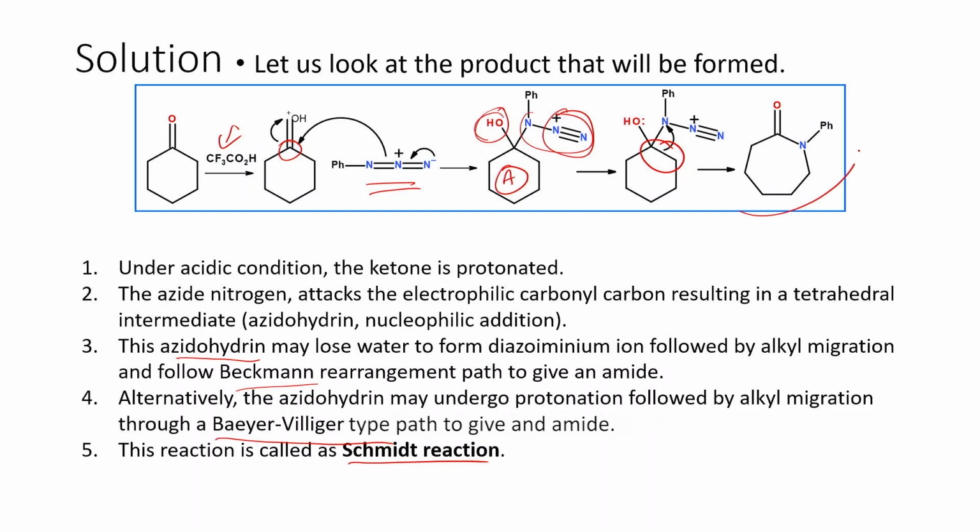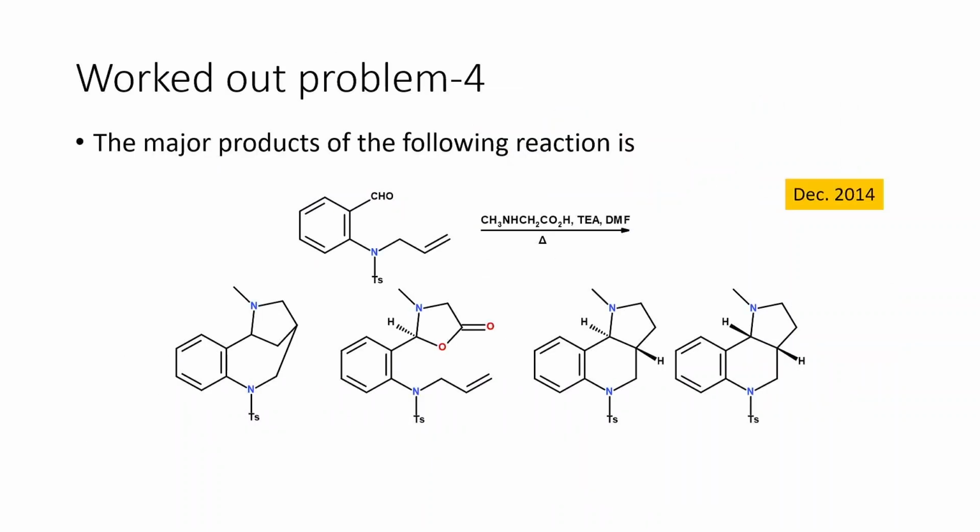So we finally end up with this particular lactam as our final product. The overall reaction is the alkyl migration, and this reaction is called the Schmidt reaction. The intermediate A is this one, and it basically loses the nitrogen molecule. The driving force for this alkyl migration is also the liberation of nitrogen gas. So let us move on to the next one.